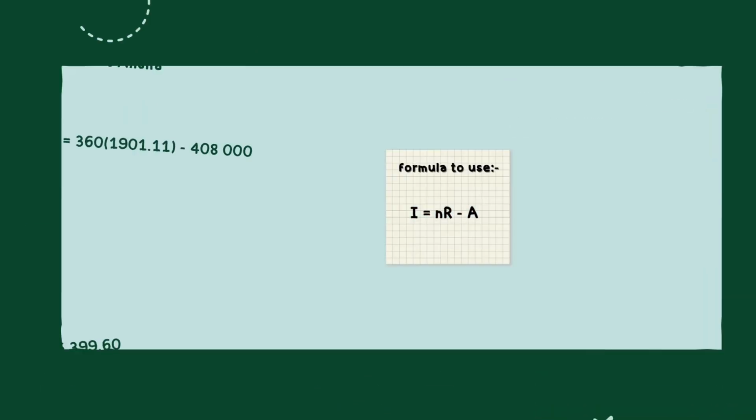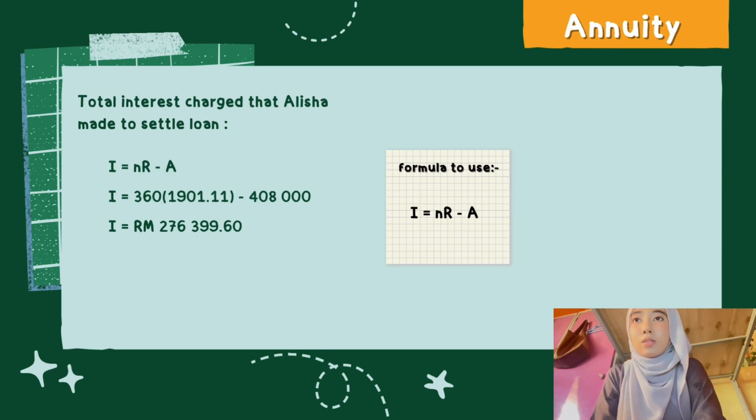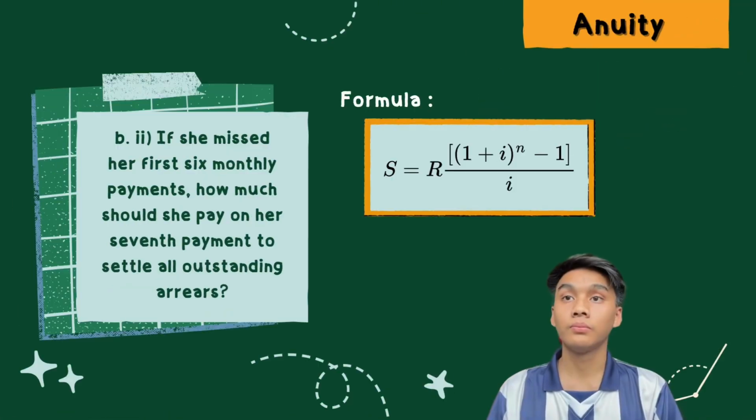Calculate the total interest charge that Alisha made to settle the loan, and the formula we use is the formula of interest, which is I equals nR minus A. It will be I equals 316 multiplied by 1901.11 minus 408,000, and the interest will be RM 276,399.60.